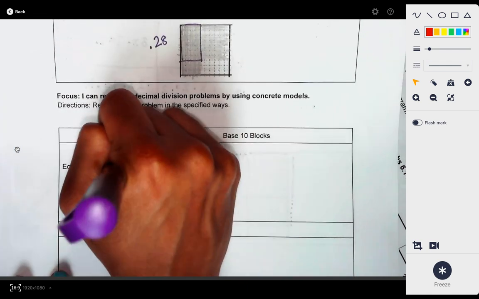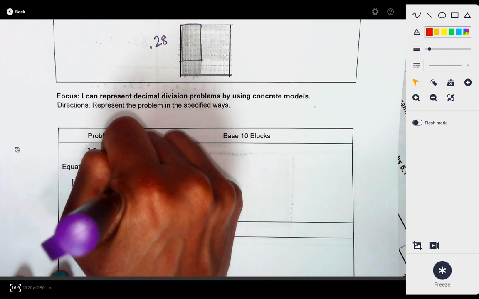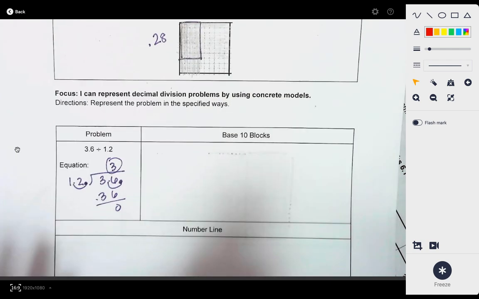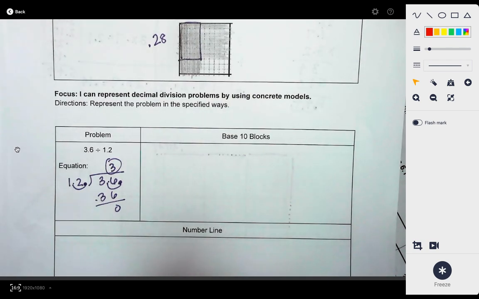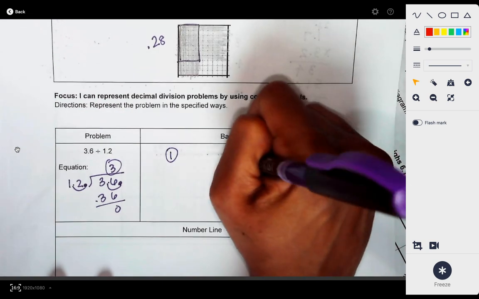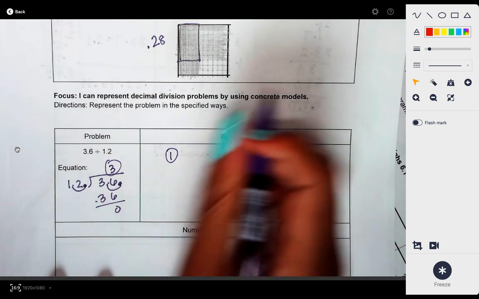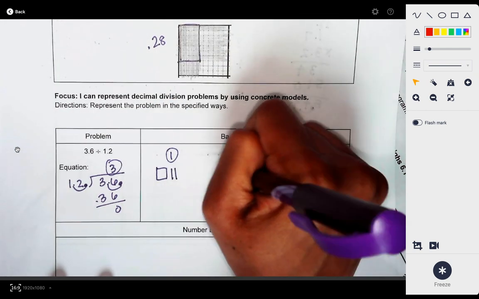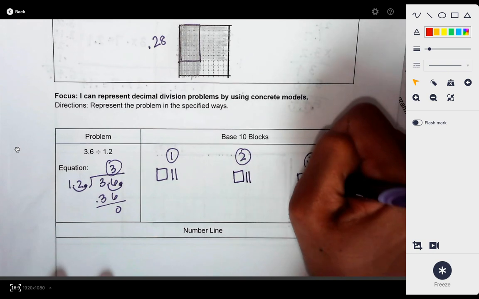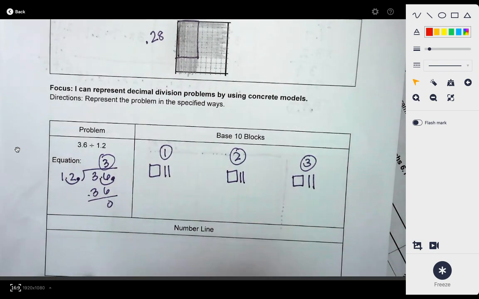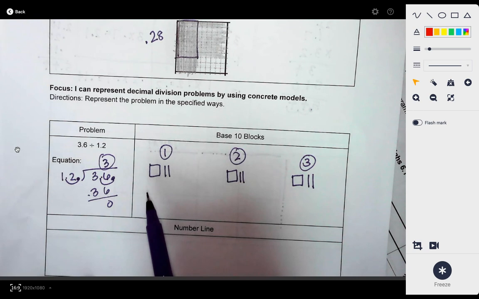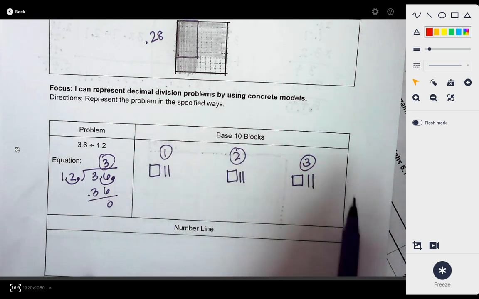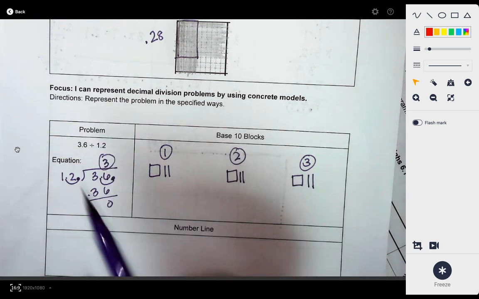12 goes into 36 3 times because 3 times 12 is 36. So our answer is going to be 3. For base 10 blocks, we're showing the result. So we're showing 3 groups that have what we divided by, 1 and 2/10. So in all, we have 3 6/10 divided by 1 2/10, which makes 3 equal groups.